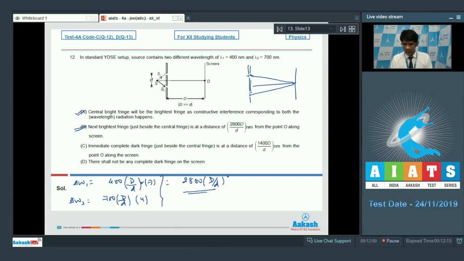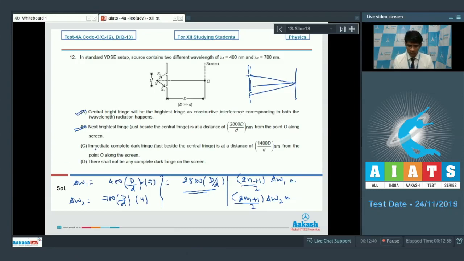Now for the dark fringe, I would say here it would be 2n plus 1 divided by 2 into delta W1. For every integral value of n, we shall be getting the dark fringe corresponding to wavelength lambda 1. Similarly, 2m plus 1 divided by 2 delta W2. For every possible integral value of m, we shall be getting the dark fringe for the wavelength lambda 2. So now, looking at these two, we are actually not getting unique values of n or m that will be integers satisfying these two equations simultaneously.